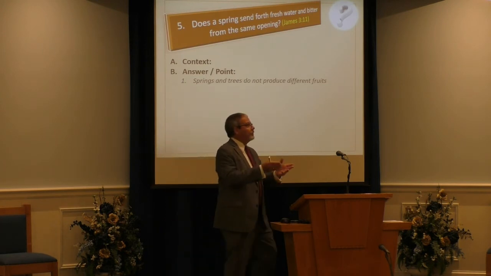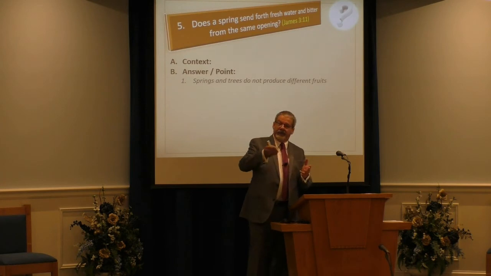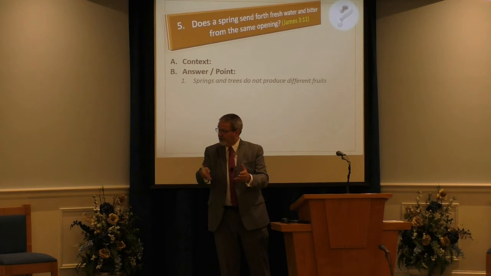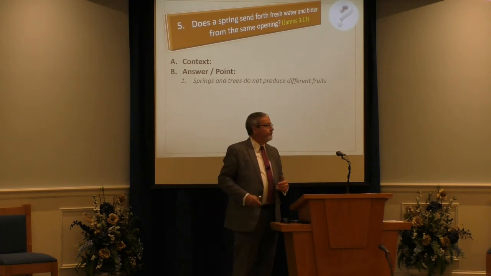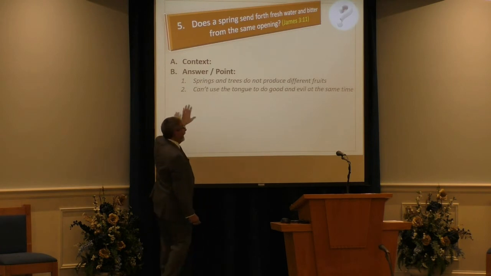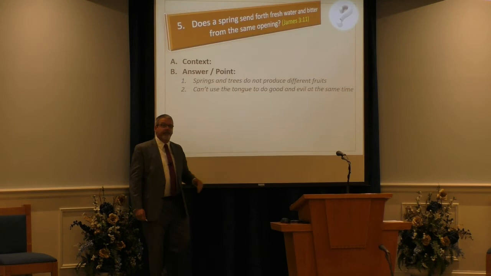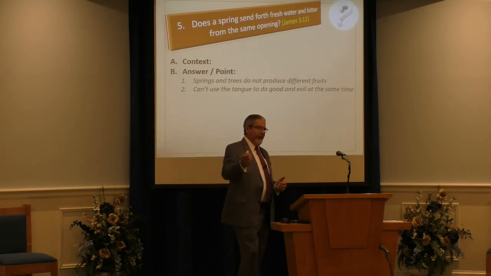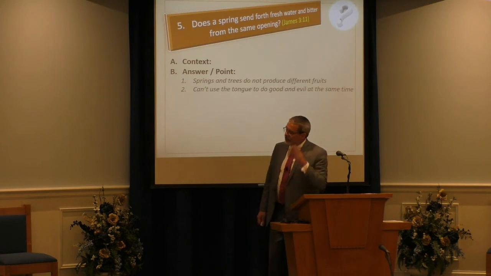You don't have an apple tree that also has, on the next limb next to it, some oranges on the same tree. You just don't have that. So trees and springs do not produce different fruits. What I'm learning from that, and here's the point, is you can't use the tongue to do good and evil at the same time. I say, well, I like to praise God on Sunday, but I do some other things with my tongue. No, that's his point.